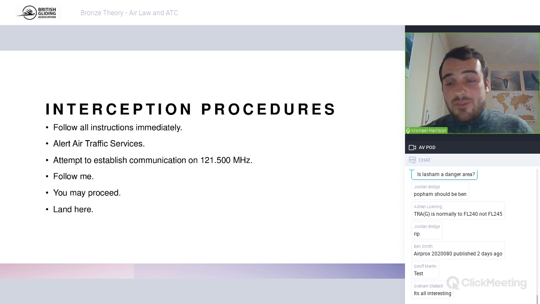follow any instruction they give you immediately. I mean, if you've got a Typhoon or a helicopter off your wing, I suspect you probably would anyway, but follow the instructions. If you're in contact with the controller, tell them you've been intercepted, so they know that you're likely to do unpredictable things. Attempt to establish contact with the aircraft that's intercepted you on 121.5. That is the frequency they will try and get hold of you on. So if you're not listening to it, it's probably worth tuning it if you've been intercepted.